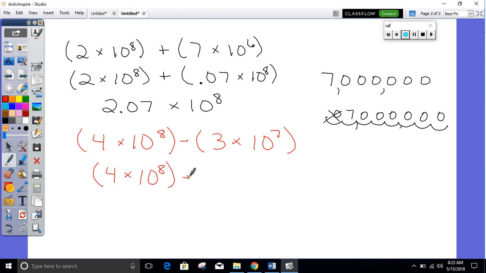For this one, what can I rewrite this to in order for it to be 10 to the 8th power? 7? Good. 0.3 times 10 to the 8th. And then I just need to take 4 minus 0.3. What's 4 minus 0.3? 3.7. So I have 3.7 times 10 to the 8th. And again, I don't have to change that one.